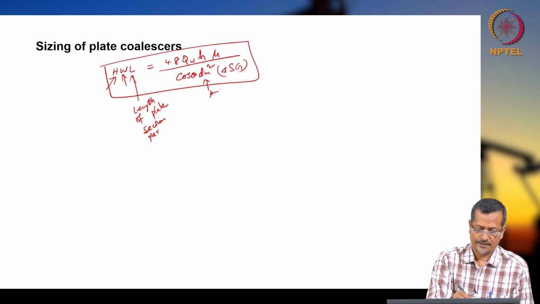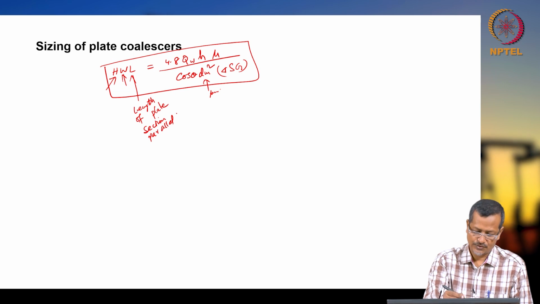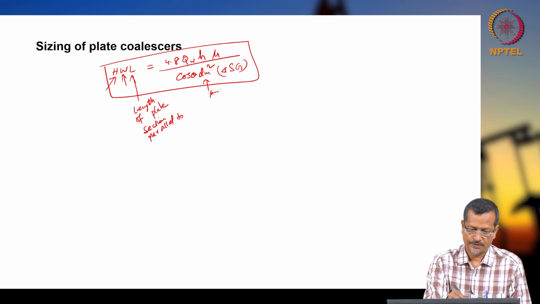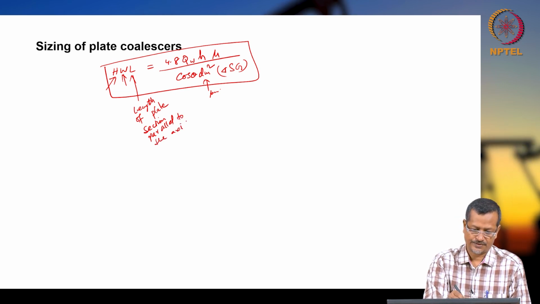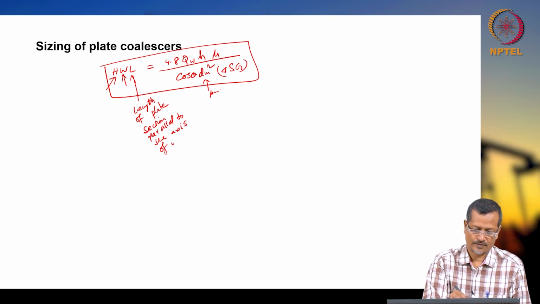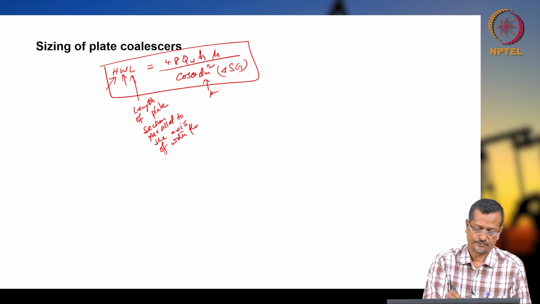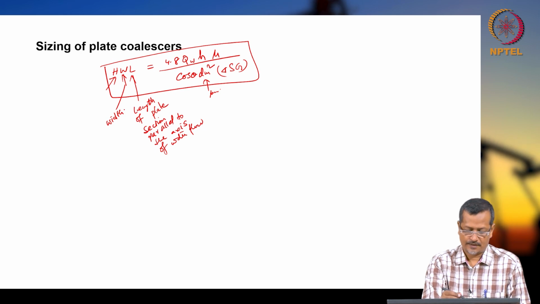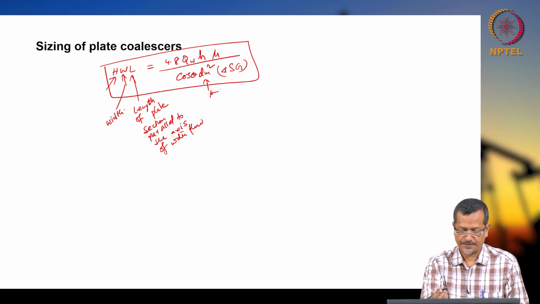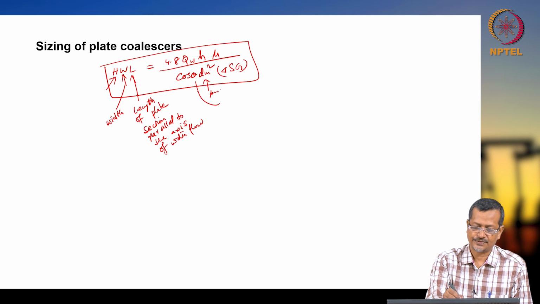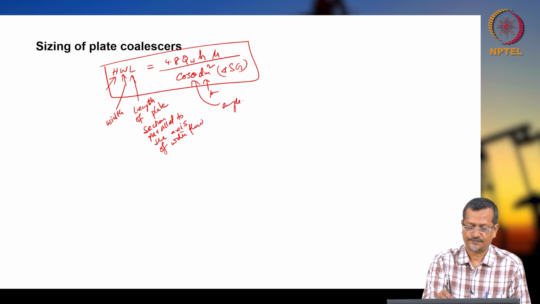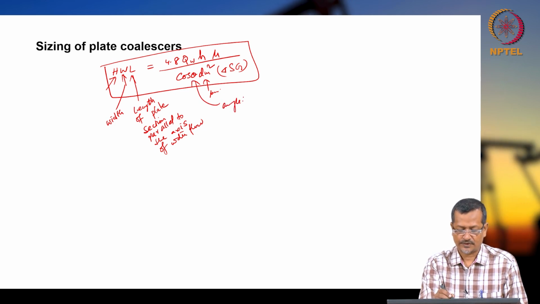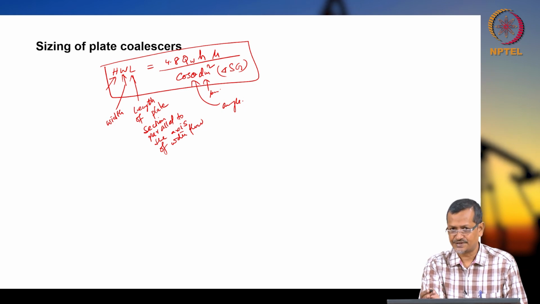Length of plate section parallel to the axis of water flow. W is width. Del SG, the specific gravity difference, you already know. Theta is the angle of the plate with the horizontal. Mu is viscosity in cP, which you already know.